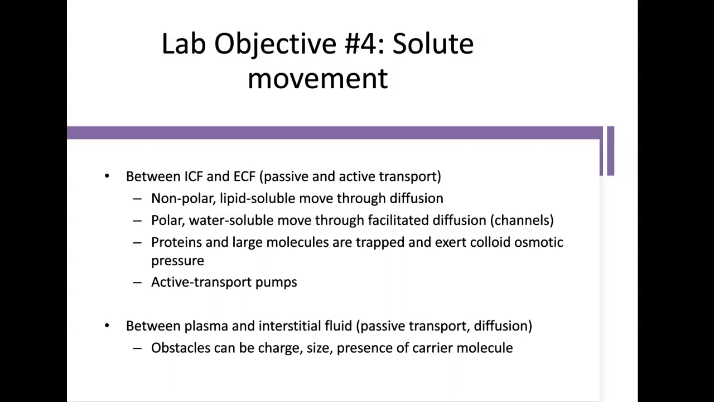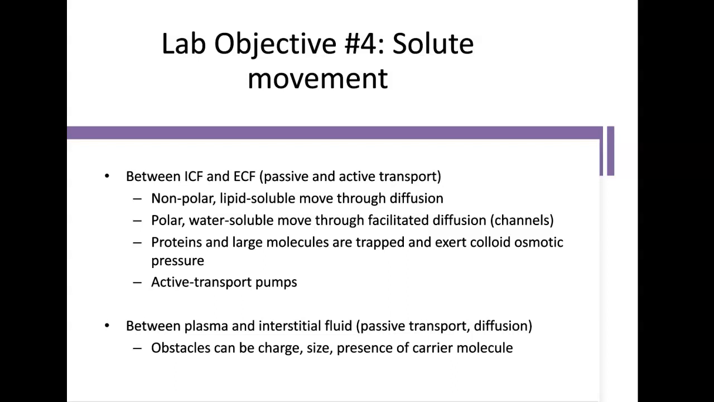Proteins are too large to pass through the plasma membrane, so they remain trapped within the compartment that they're in, and because they're trapped in there, they're going to exert a colloid osmotic pressure. And then really big substances and substances like the sodium potassium pump, we talked about that, calcium and chloride pumps. These are going to also be able to move across the membrane, but they require active transport. So they're going to require the input of energy in order to pump those things across the cellular membrane. So this is, again, movement of solutes across the cellular membrane. Movement of solutes between plasma and interstitial fluid is going to be passive transport.